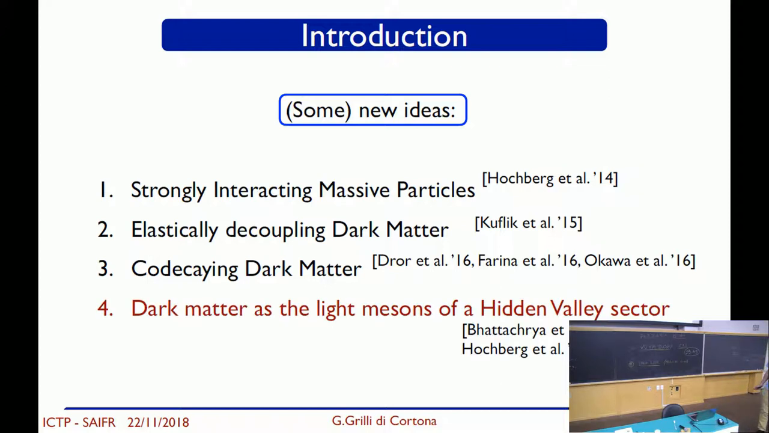And another possibility is the fact that one can have dark matter as the light mesons of a hidden valley sector. Now, in the past, these light mesons in hidden valley sectors were studied with all the mesons stable. However, it's not so strange to think that some of these mesons can be stable and some unstable. If you think, if the electron and the muon in the Standard Model had been heavier, the charged pion would have been stable, while the neutral pion would still decay into two photons. The same would happen for the kaons if we had a diagonal CKM.